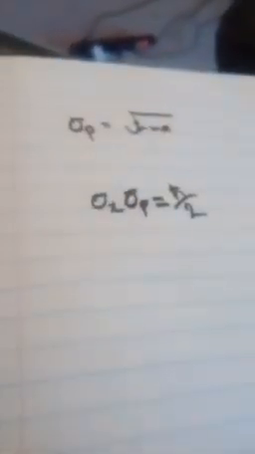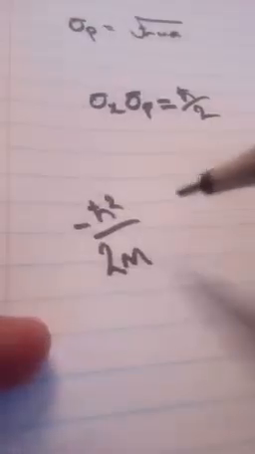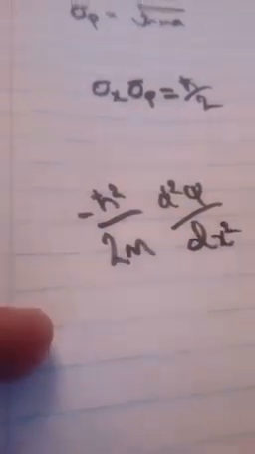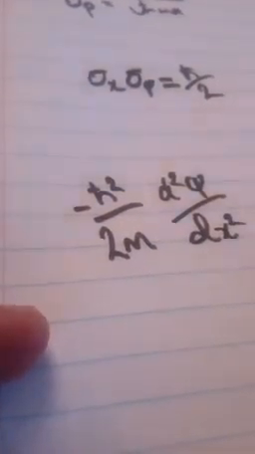Now I'm going to show you the more generic version of the equation. So minus h bar squared over 2m, d squared psi. It should be a partial, dx squared.